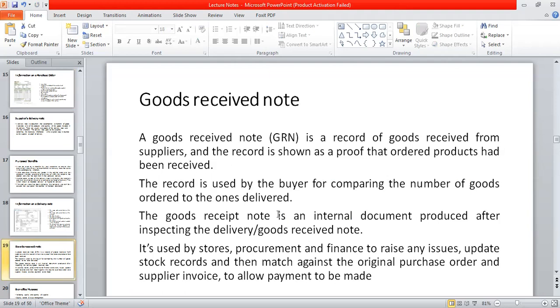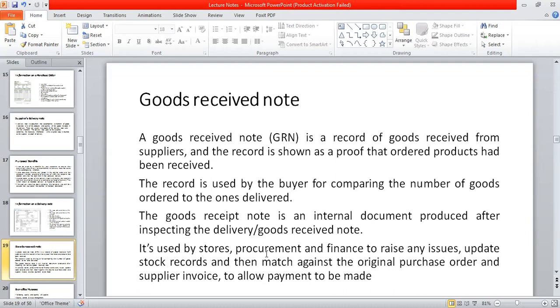Another document, which is a manual document used in the process, is a goods received note. A goods received note is a record of goods received from suppliers, and the record is shown as proof that ordered products have been received. The record is used by the buyer for comparing the number of goods ordered to the ones delivered. The goods received note is an internal document produced after inspecting the delivered goods.